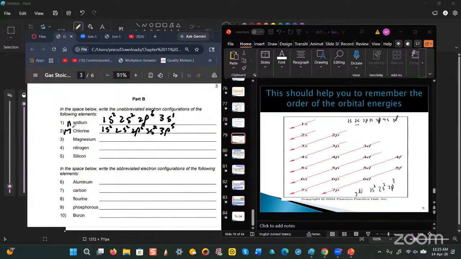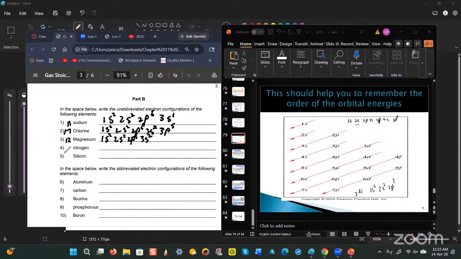Okay, so since I've done the first 2 for you, how will you do number 3? Magnesium, what's the first thing you look for? Oh, okay, your atomic number is 12. All right. So the first 2 electrons will go into 1s2, and then 2s2, and then 2p6, and then 3s2. All right, yeah, you're right. And that's it.